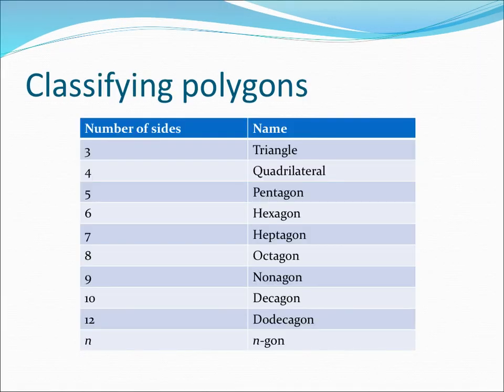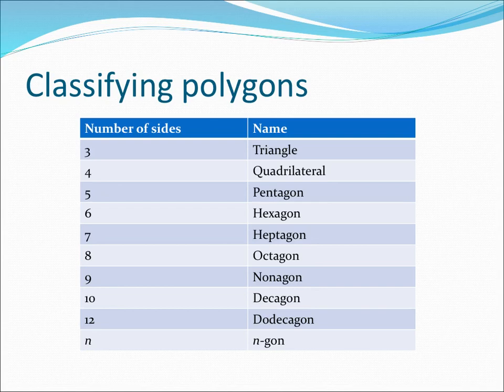Now we're going to classify polygons. So what you'll do is you're going to count however many sides are in the picture, and then you're going to have to give the name of the polygon. So the smallest type of polygon you can create is a triangle, and it's a three-sided figure. A four-sided figure is called a quadrilateral. Now you've probably seen specific quadrilaterals like squares and rectangles and rhombuses, but just remember that in general, a four-sided figure is called a quadrilateral.